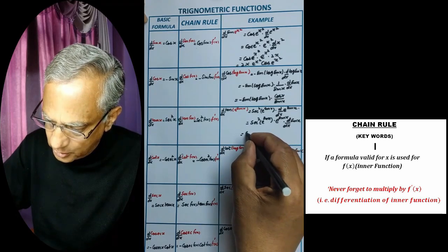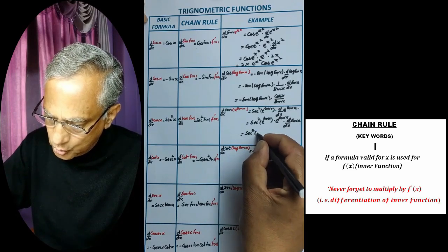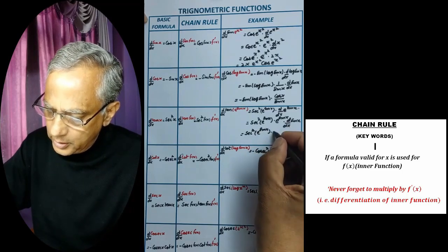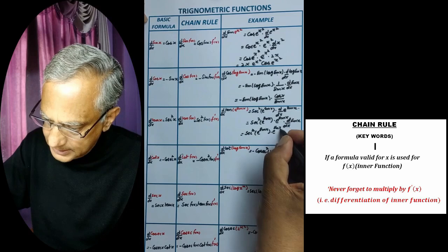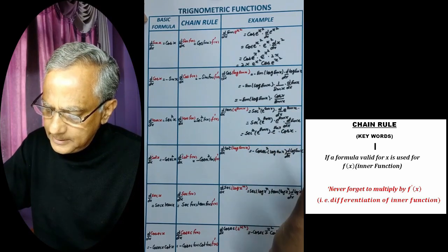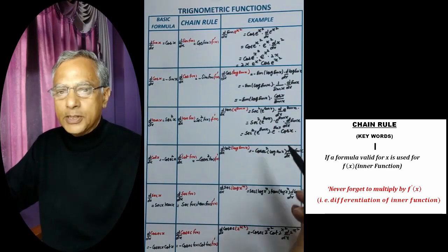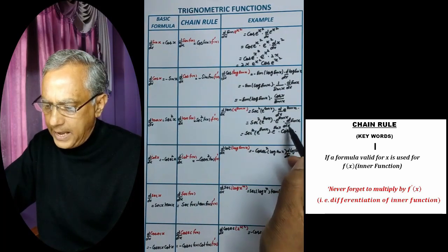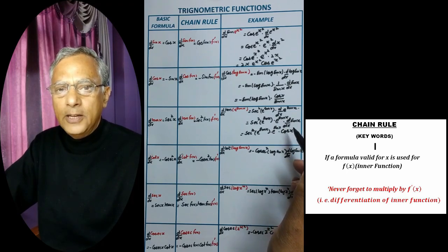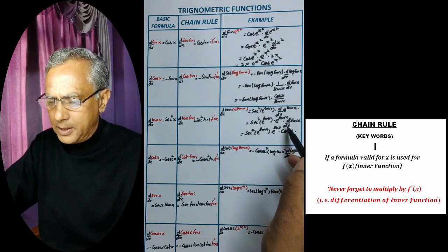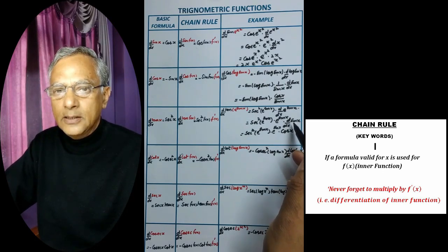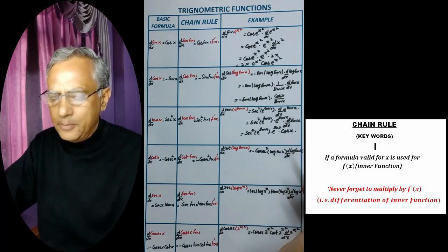So this is equal to secant square e to the power of sin x into e to the power of sin x into d by dx of sin x is cos x. So now the question is complete. Here the formula for x is being used for x. So we need not multiply by differentiation of inner function. And even if we multiply by the differentiation of inner function, it will be d by dx of x. So d by dx of x is 1. So it will be 1.